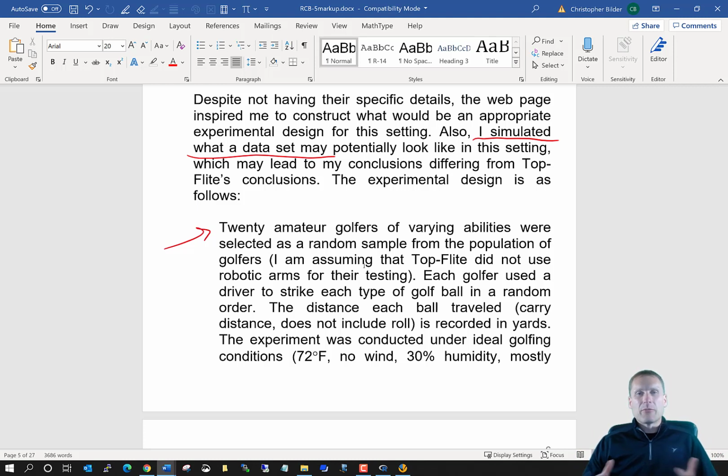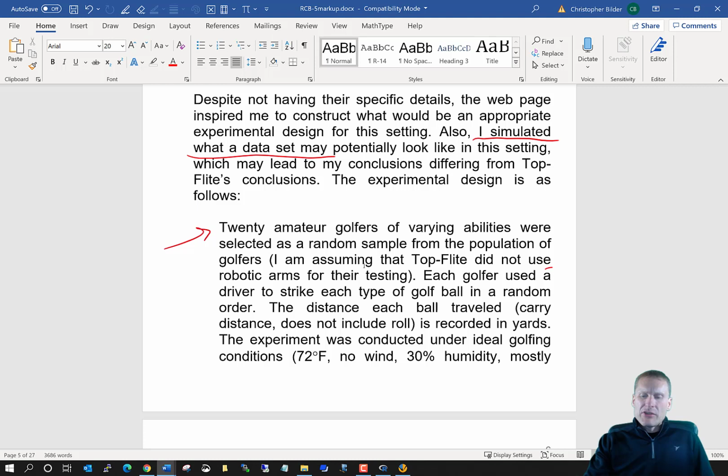Now, obviously, that might be difficult to do. So you're going to have to make assumptions. If, where I live in my city, maybe I select 20 golfers from there, what I have to assume is that the amateur golfers in my city are representative of every other city as well.